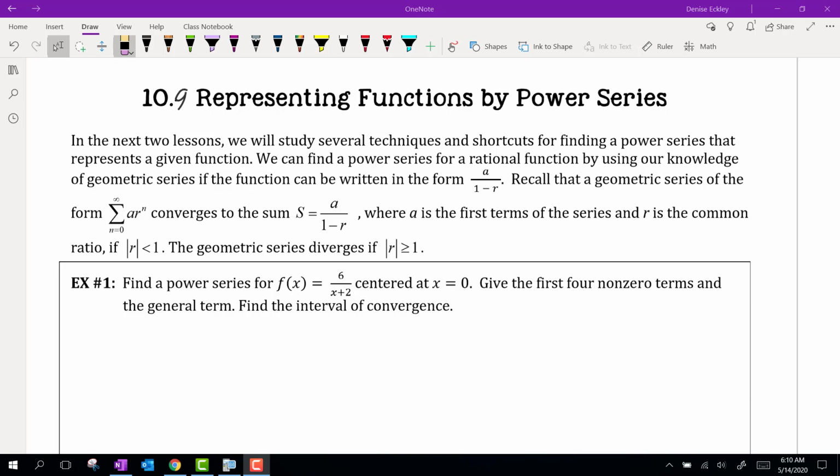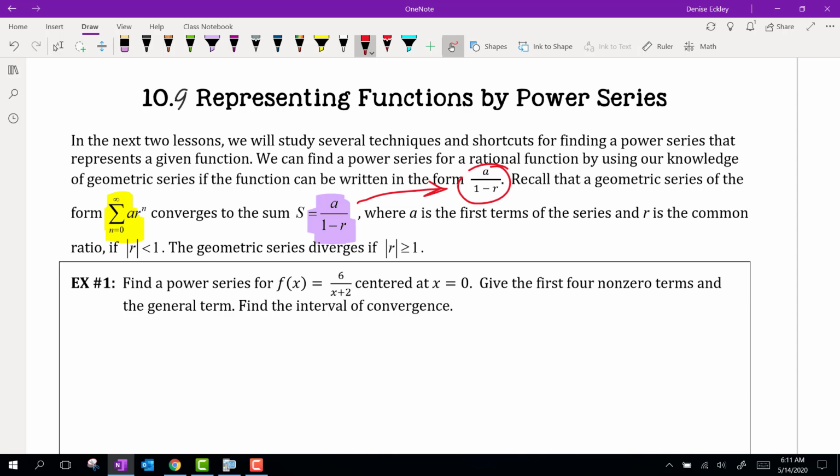So in this section, we're going to start by using what we know about a geometric series. So we're going to look at functions that can be written in this form, a over 1 minus r, because if you remember when we started this unit, any geometric series of this form, n equals 0 to infinity, the sum of a times r to the n, converges to this sum, which is exactly how we're going to represent the power series in this section. And recall that a is the first term of the series and r is a common ratio.